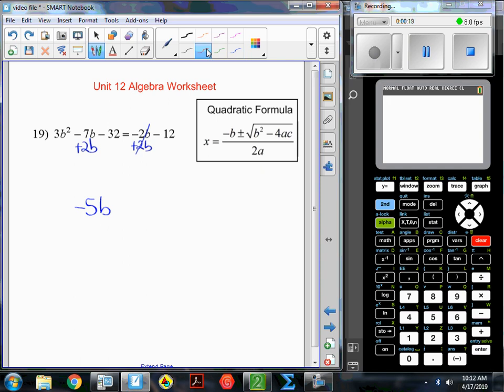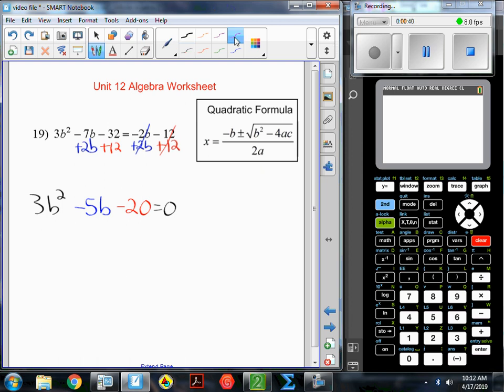I have a negative 12 on the right-hand side, or a subtract 12, so I'm going to add 12 to both sides. Negative 32 plus 12 is negative 20. My b squared wasn't touched, so 3b squared minus 5b minus 20 equals 0.